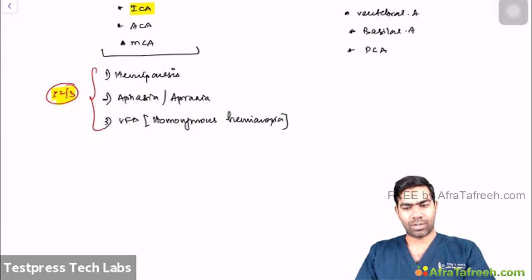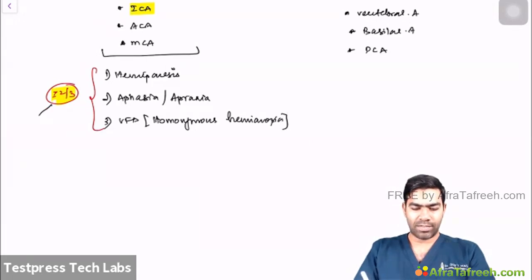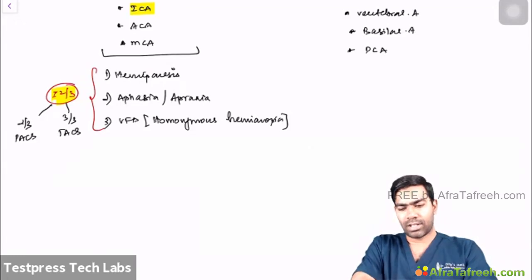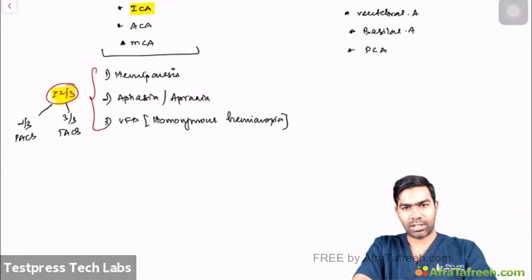What the guidelines are telling is, if you have only 2 out of 3, then it's called a partial anterior circulation stroke. If you have all 3 out of 3, then it is called a total anterior circulation stroke, that's called a TACS. But nevertheless, out of these 3, if you have any 2 at least, then it will be called an anterior circulation stroke.